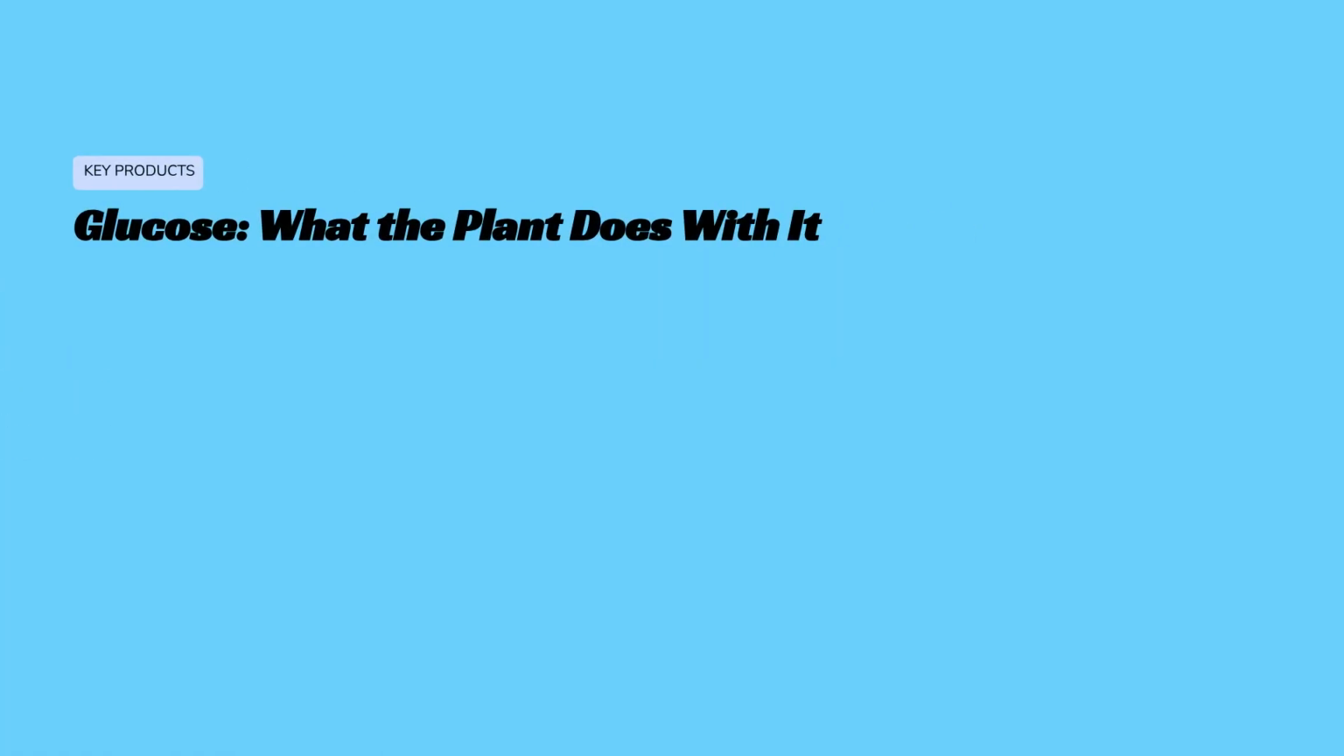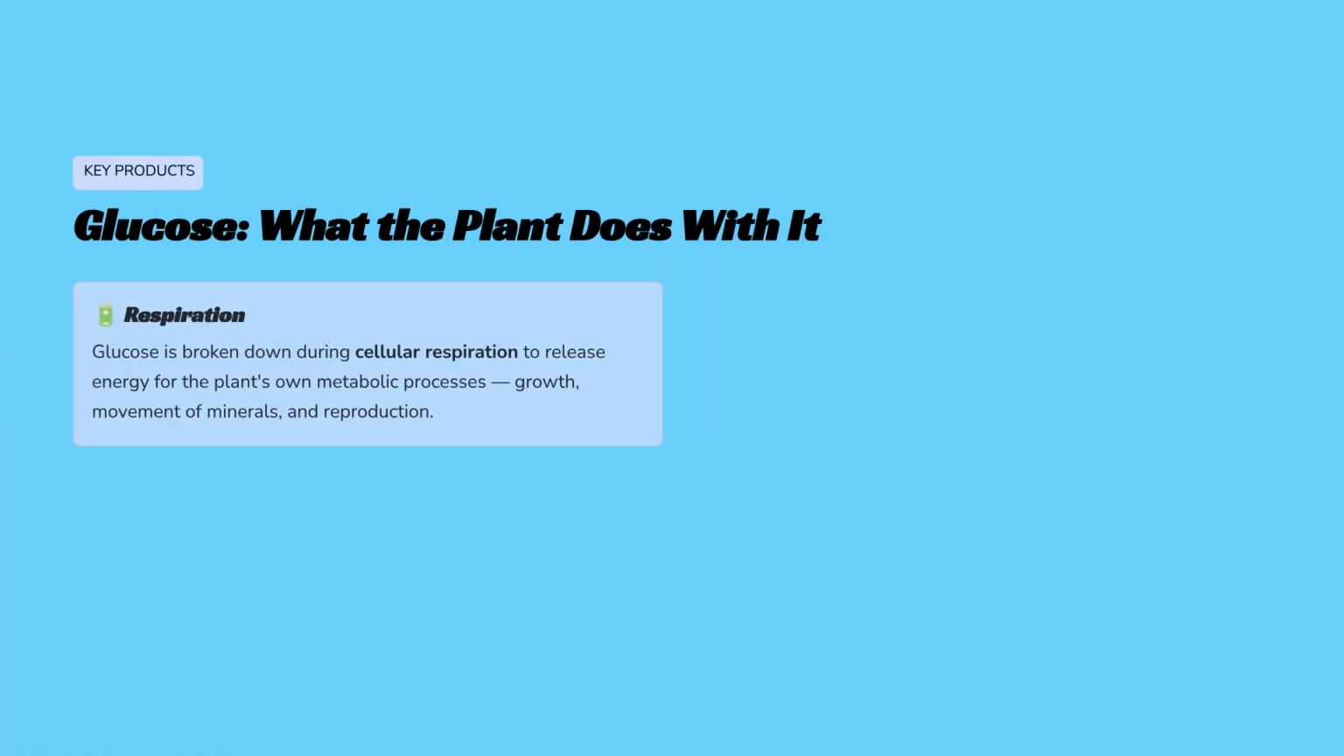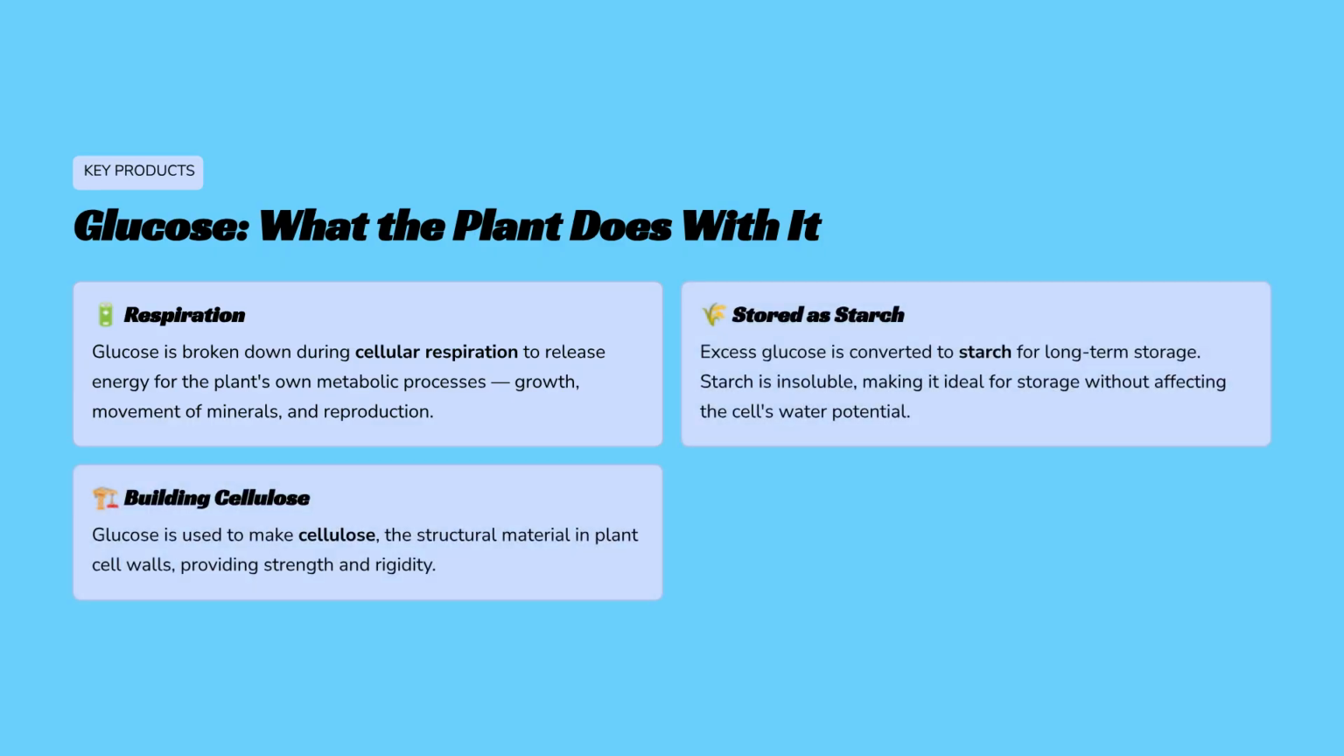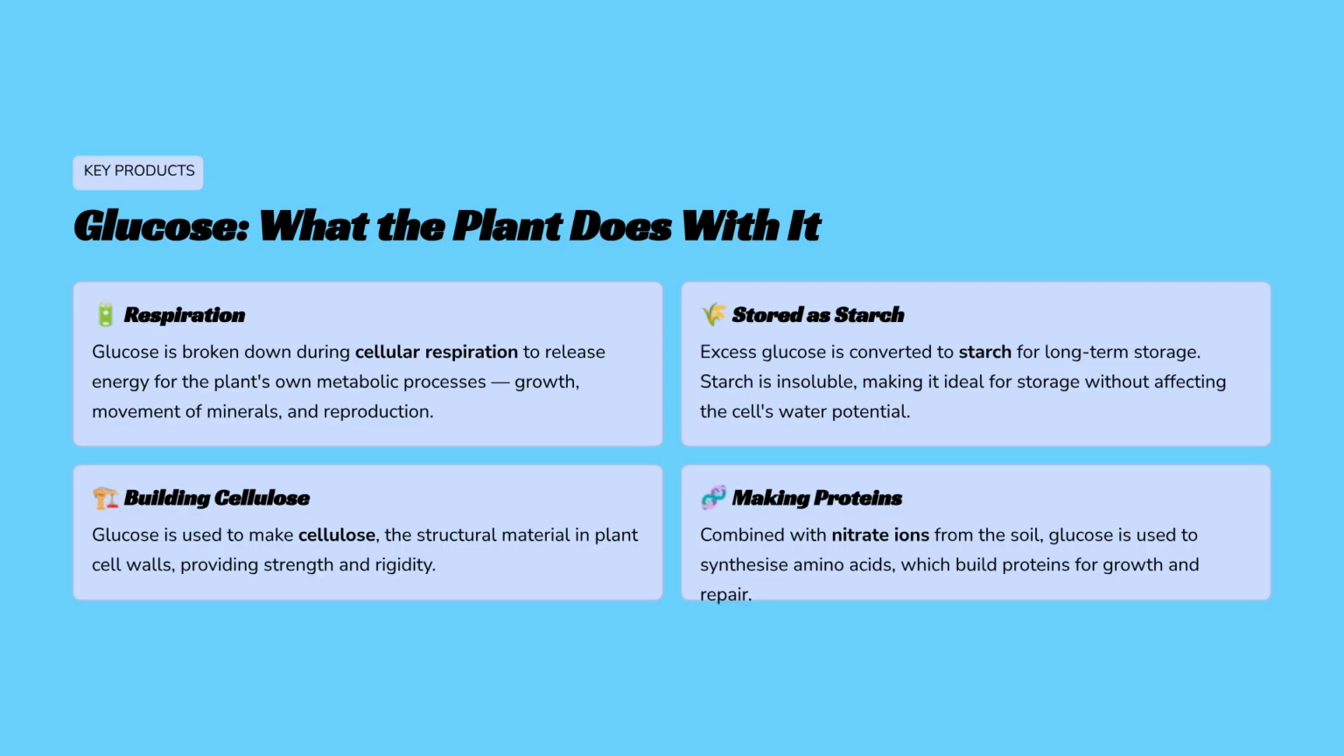Glucose, the main product, is used in 4 key ways. It is broken down for energy through cellular respiration. Excess is stored as insoluble starch. It's used to build cellulose for cell walls and combined with nitrate ions to make proteins for growth and repair.